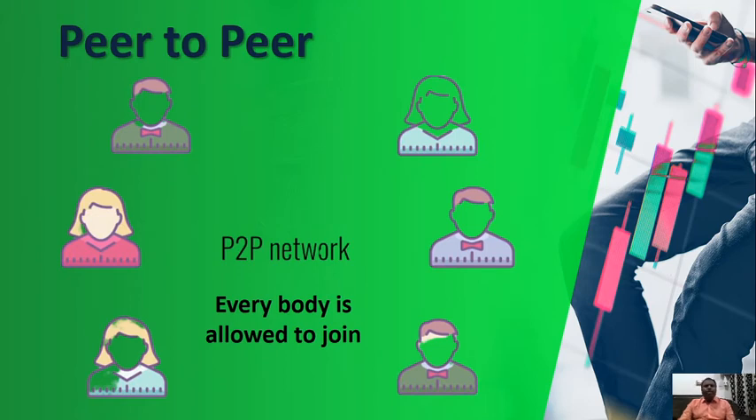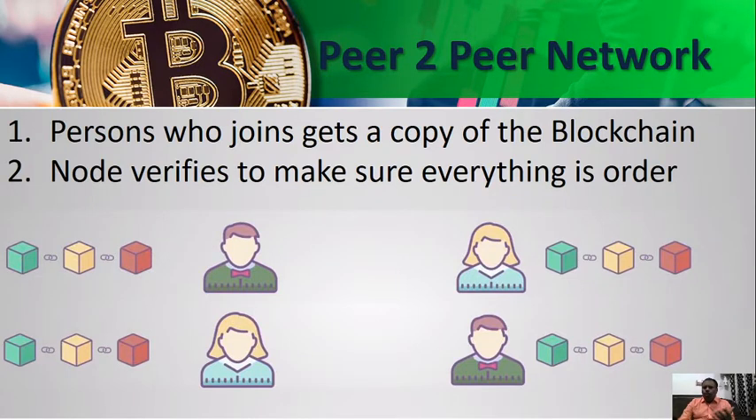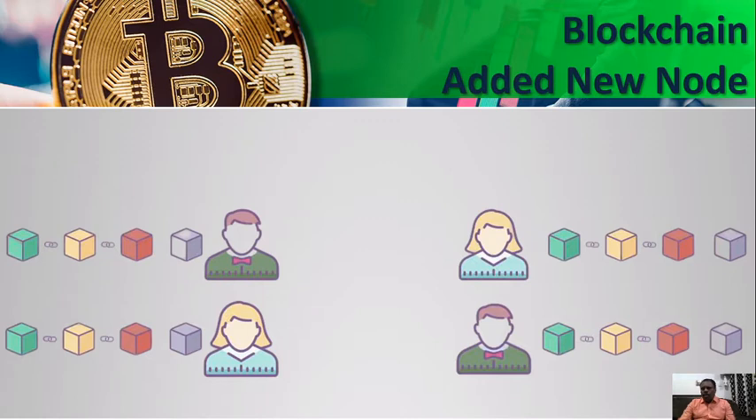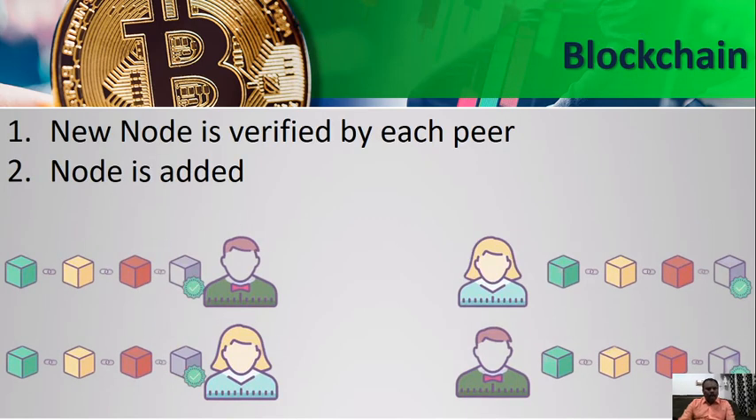It's basically a peer-to-peer network where everybody is allowed to join. Now, whenever a particular block wants to join a particular network, then the node has to be verified to make sure that everything is in order. The new block that wants to join the network is supposed to be added when a particular peer verifies that this particular block is good enough.